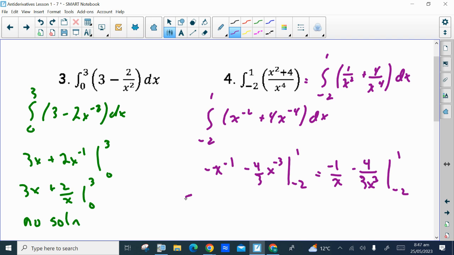So first, when x is 1, we're going to get -1 over 1 minus 4 over 3, minus, when x is -2, -1 divided by -2 is +1/2. And this next term is going to be positive as well, because on the bottom, when you do -2 cubed, you're going to get -8 times 3 is -24, but the minus minus will make it a plus positive. It'll be 4 over 24, or 1 over 6.